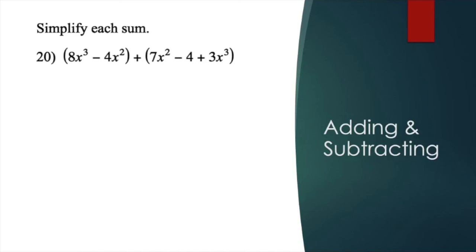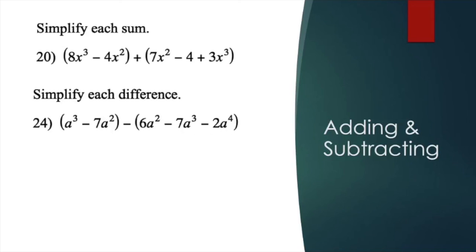To add these, all we do is add like terms. That's all. So what goes with the 8x cubed? The 3x cubed. So what does that become? 11x cubed. I'm going to change colors. I've got negative 4x squared and 7x squared. So 3x squared, and then minus 4. You're done.